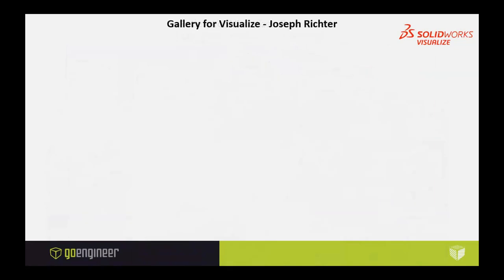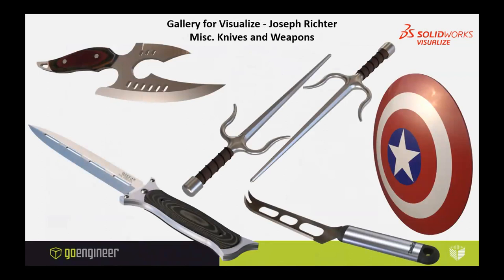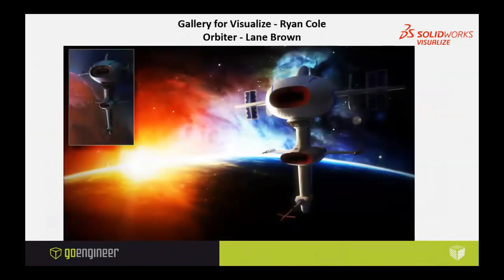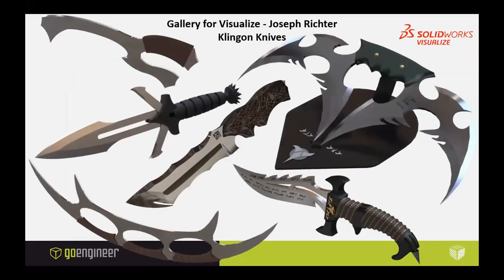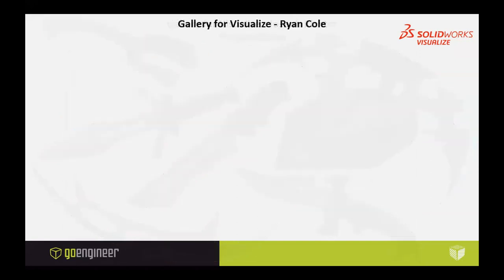Excuse me. And then here's some additional knives and weapons. Yeah. Done in Visualize. And then Ryan Cole did the Orbiter by Lane Brown. He made a model of it and then found a backplate that was very similar to a famous image. Turned out pretty amazing. And then he did the 1989 Lego Batmobile. And for those of you that are saying, wow, that rendering's kind of dark, you can barely see the car, Ryan would tell you, well, isn't that the point? I think that's amazing. All right, and then some Klingon knives done in Visualize.